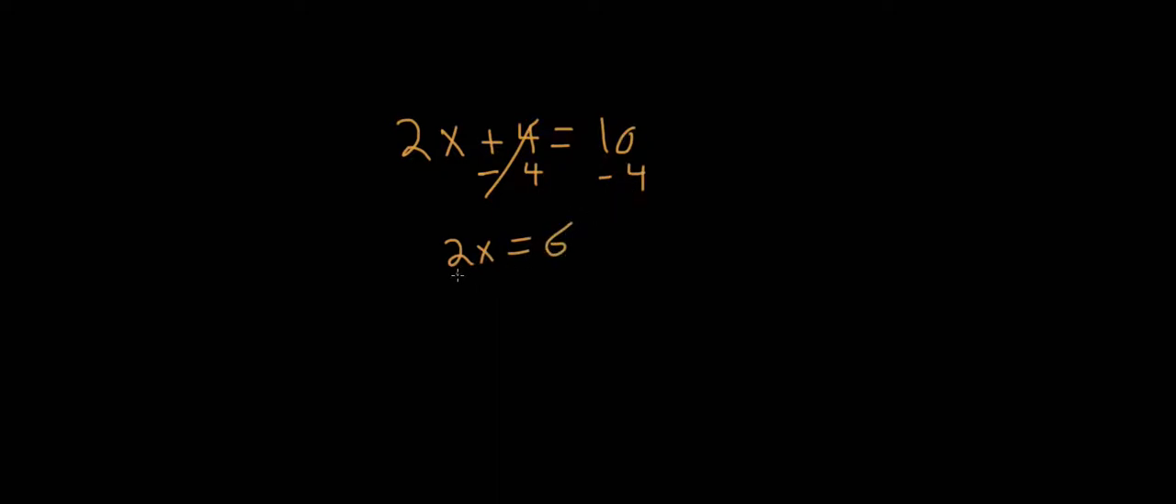And then from here, we divide by 2. So the 2's cancel out to 1. Divide by 2 on both sides. And then we get 1x equals 3. And then 1x is just the same thing as x. So x equals 3. Okay, let's do one last one.